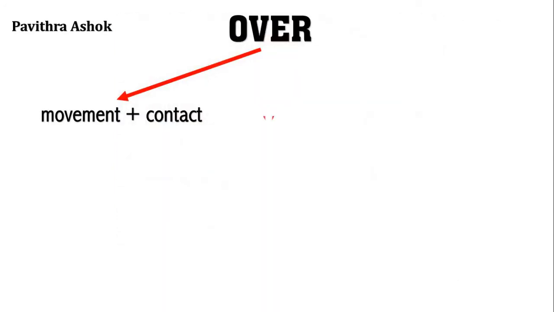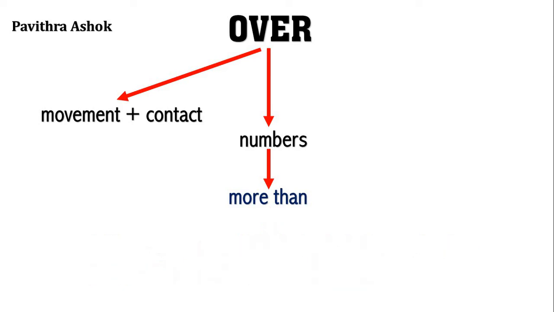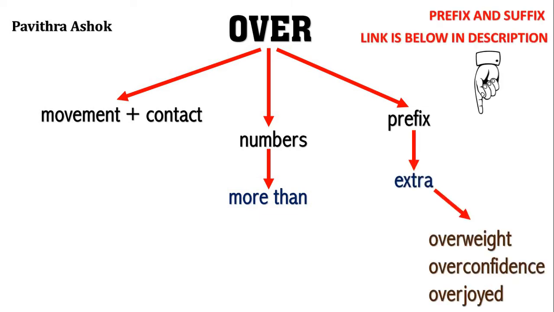You can also use over for numbers, if you want to say something more than. For example, there were over 500 students in the auditorium. Over 100 people came to the party. Here, over means more than. More than 500 students, more than 100 people. We also use over as prefix, which says something extra. For example, overweight, overconfidence, overjoyed.